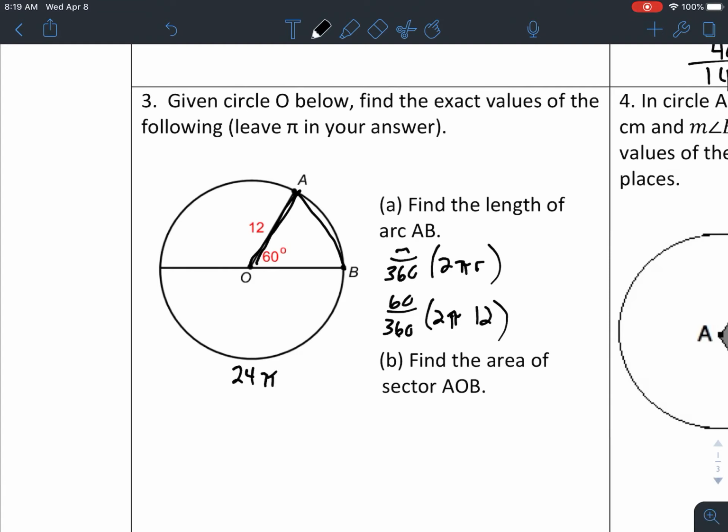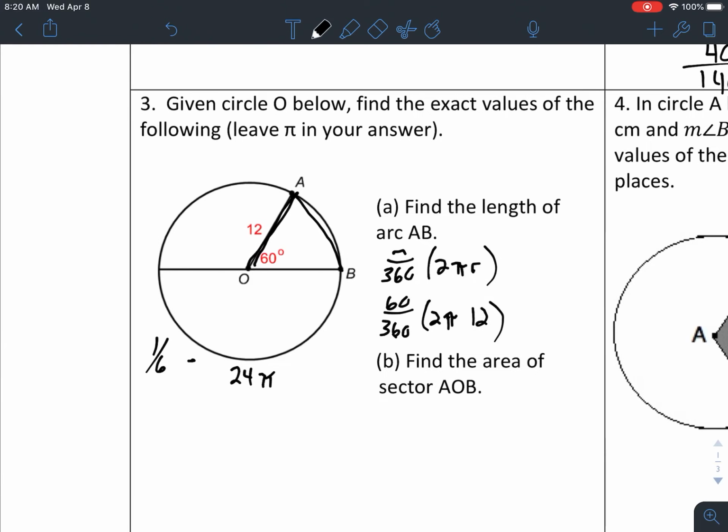And then if we take 60 over 360 in our calculator, so you have to use the alpha y equals 60 over 360, it is going to give us 1/6 times 24 pi. So take 1/6 times 24, leaves you with the answer of 4. And because they told us to leave pi in the problem, it's just going to be 4 pi as our answer. Okay, so when it says leave pi in your answer, you do not multiply it by pi, you just leave it as pi.